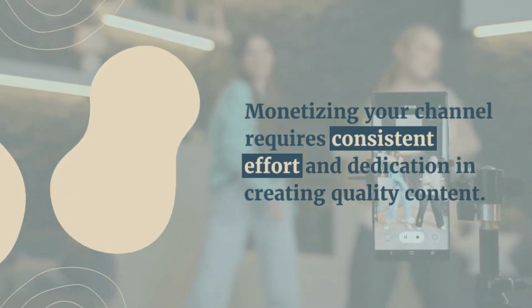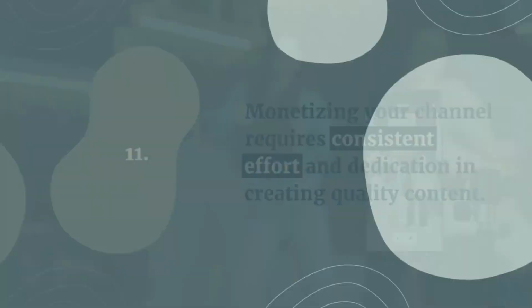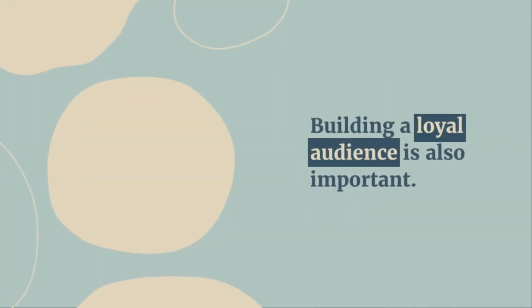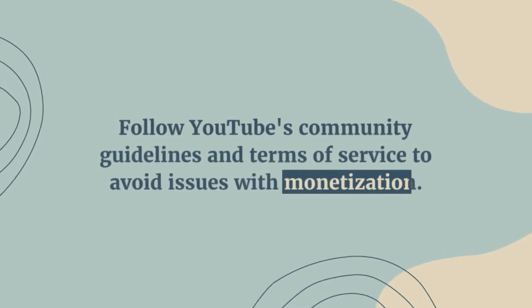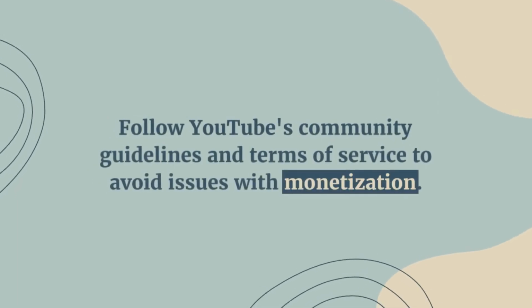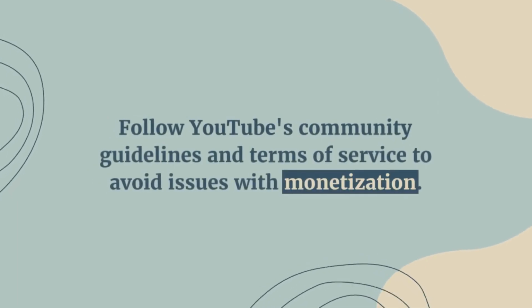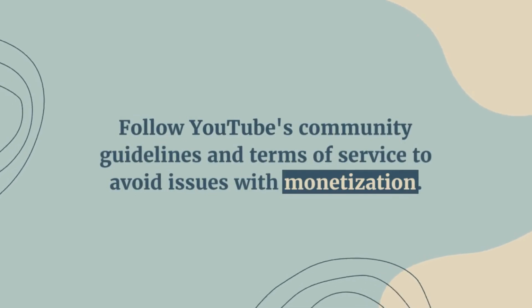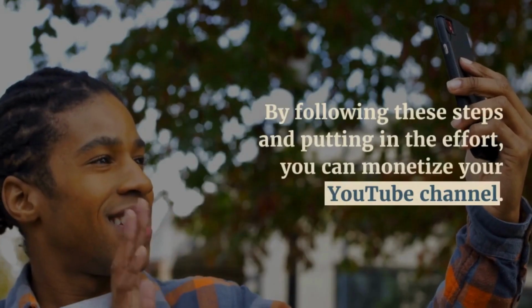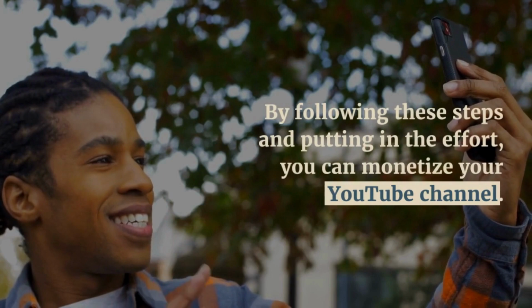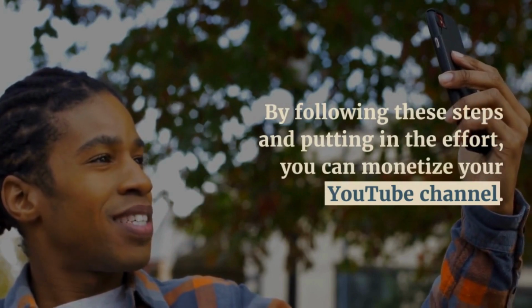Eligibility. Creators must meet certain eligibility criteria to monetize their content, including having at least 1,000 subscribers and 4,000 watch hours in the past 12 months. Advertiser-friendly content. Creators must ensure that their content is advertiser-friendly and does not violate YouTube's community guidelines or terms of service. Content that is deemed inappropriate or controversial may not be eligible for monetization.